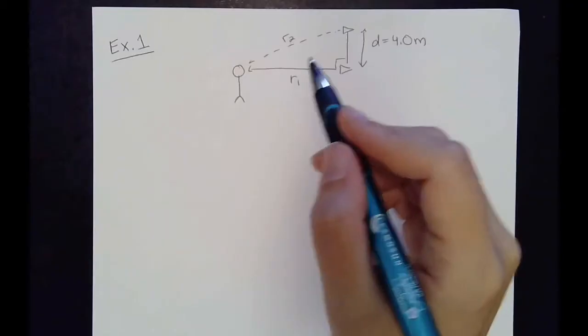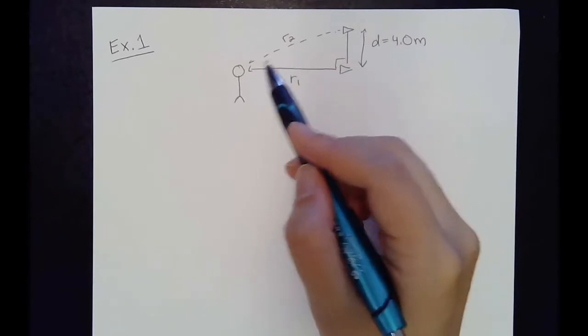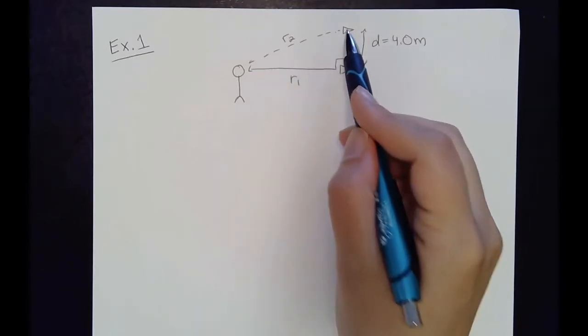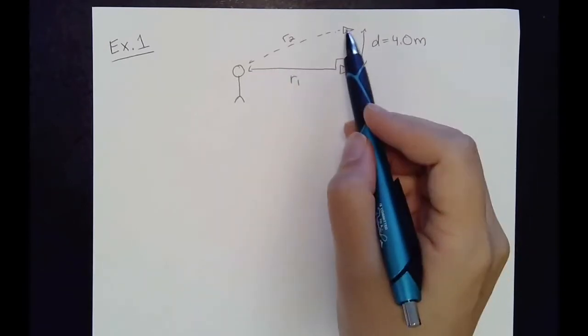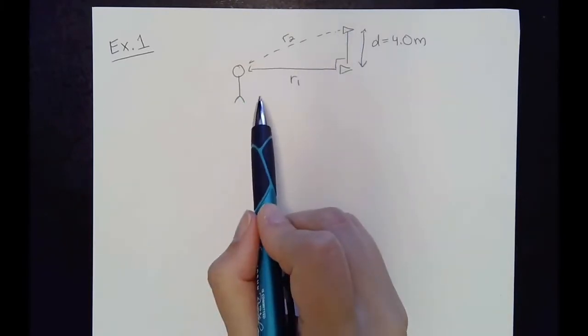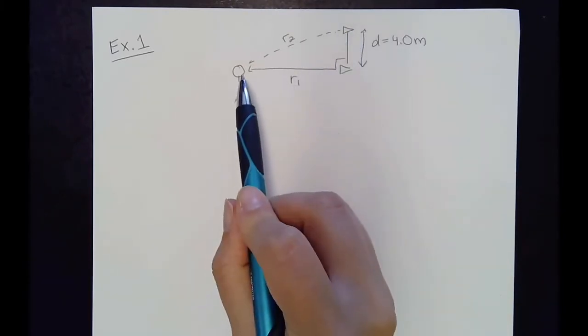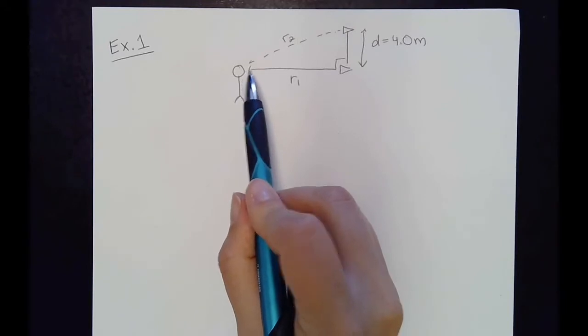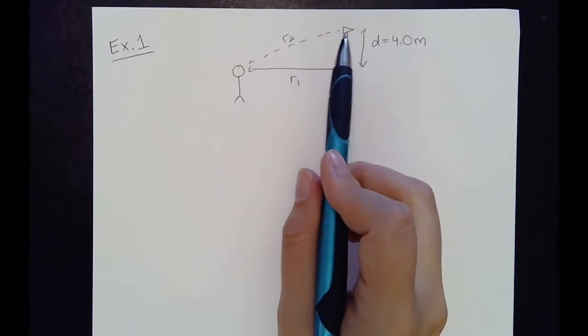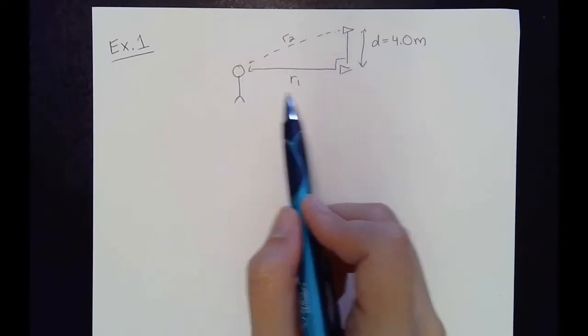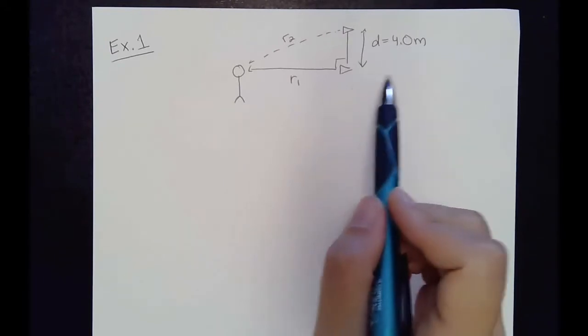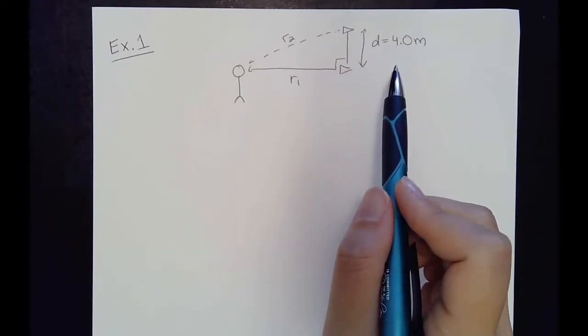Okay, so the setup looks like this. I've drawn it again and added in this line here. So these are the two sources. This could be 1 and this is 2. So we have R1, the distance to the point. The point is where the person is standing. And then R2, the distance from the point to speaker 2. And this is a right triangle. And then we have the separation of the speakers, which is 4 meters.